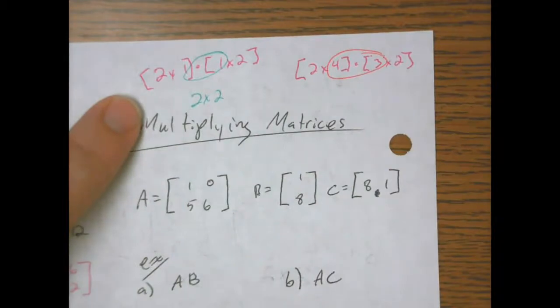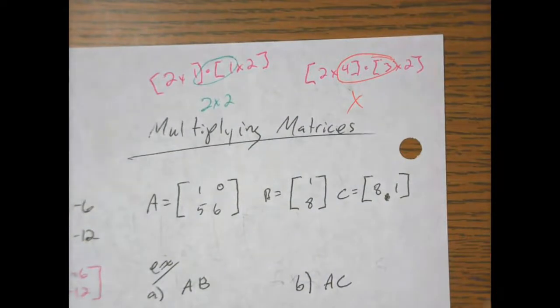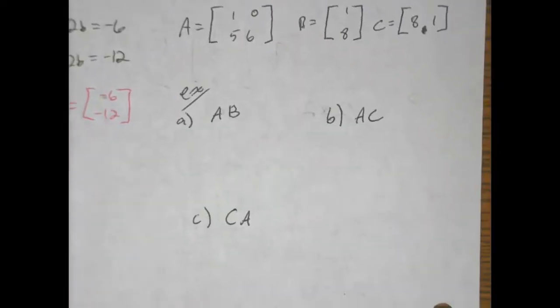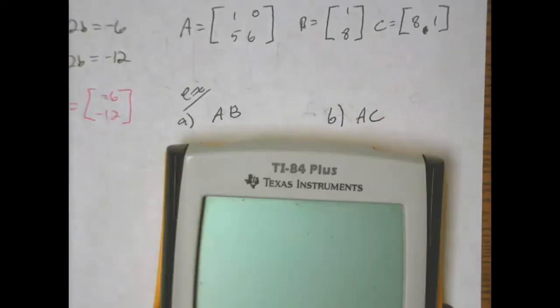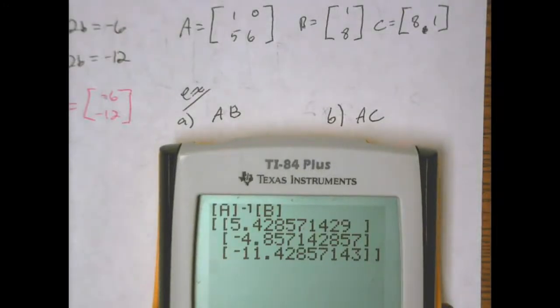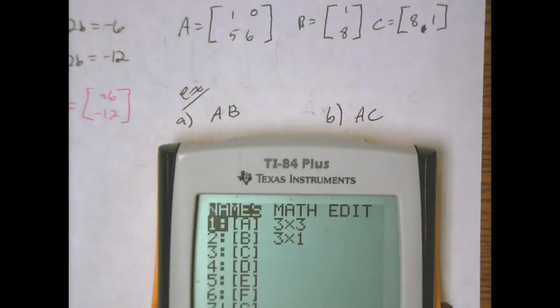Those numbers are not the same on the inside, so this would actually not work at all. We would not be able to get a matrix out of it. So in multiplying these matrices, and your calculator will even tell you if it doesn't work, it's not super important to know all of that, but it probably is pretty important because it can save you a lot of time.